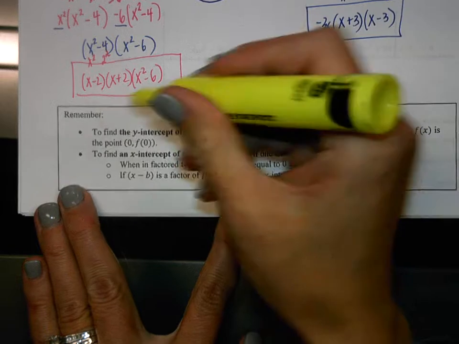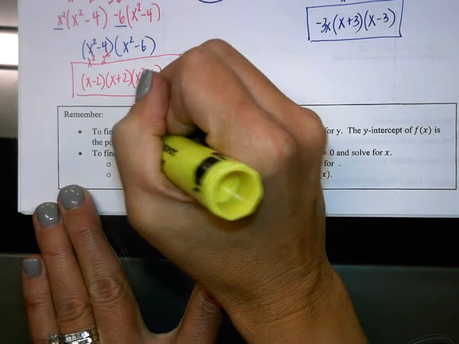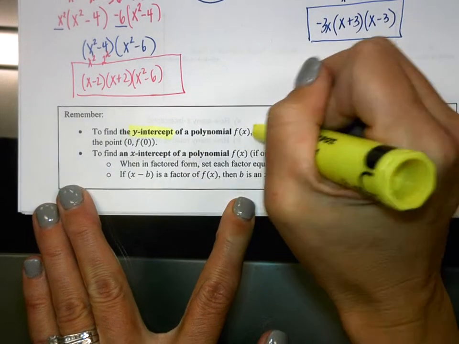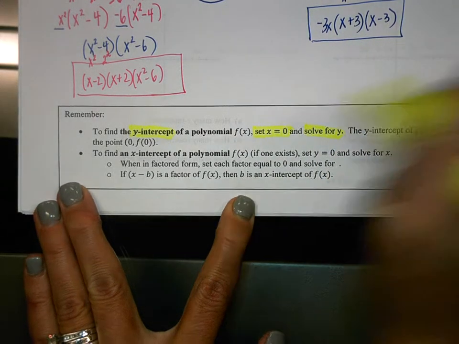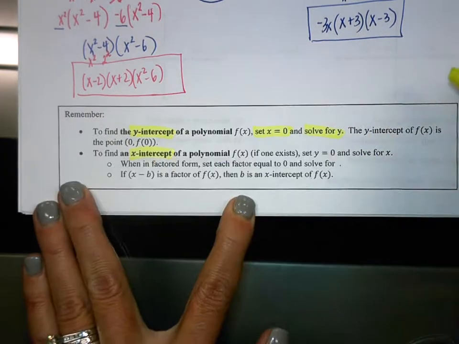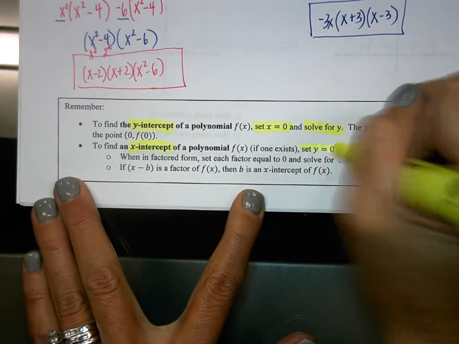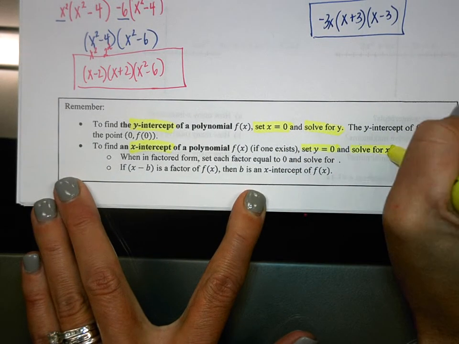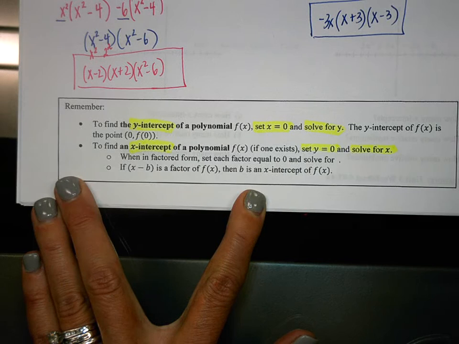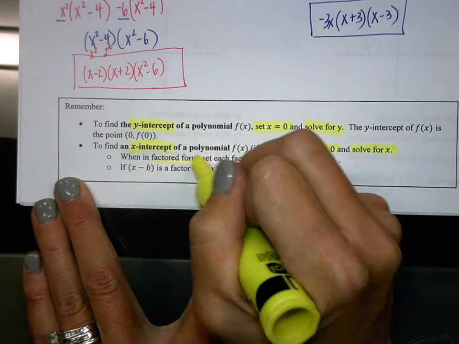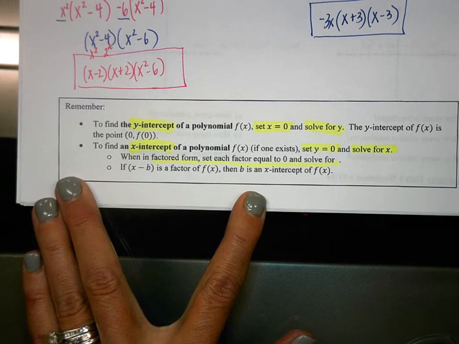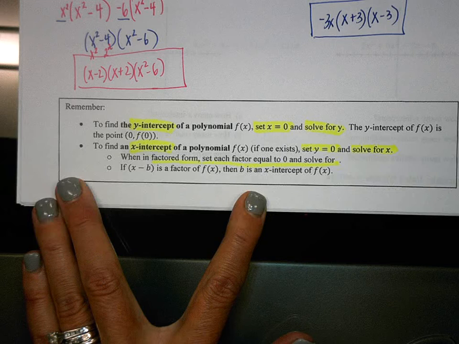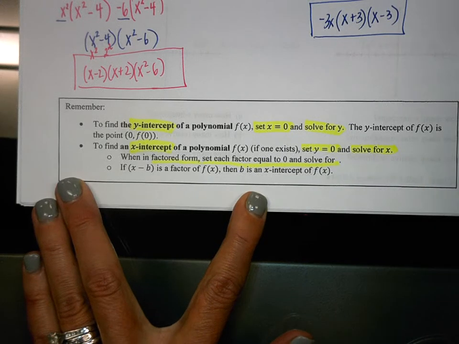All right, remember, if you are finding the y-intercept, you set x equal to 0 and solve for y. When you are finding the x-intercept, you set y equal to 0 and solve for x. And remember that when in factored form, you set each of the factors equal to 0 and solve. Okay, moving on.